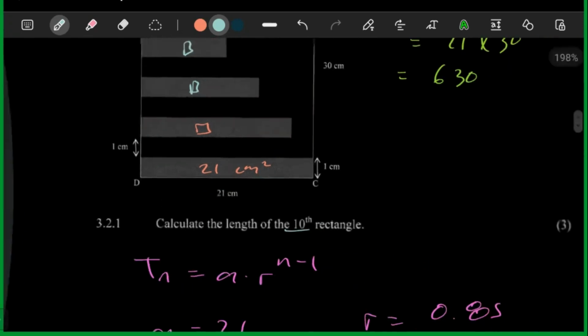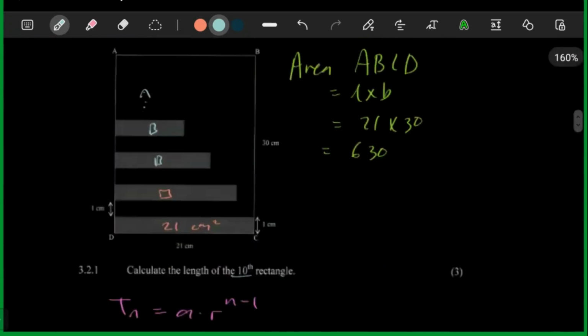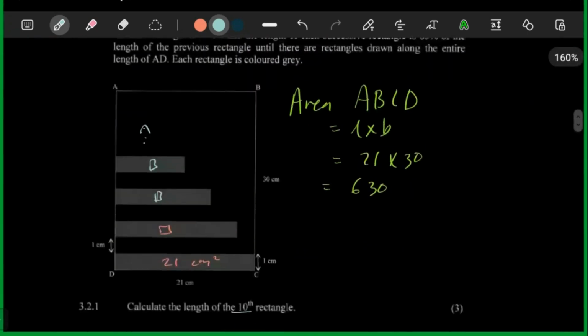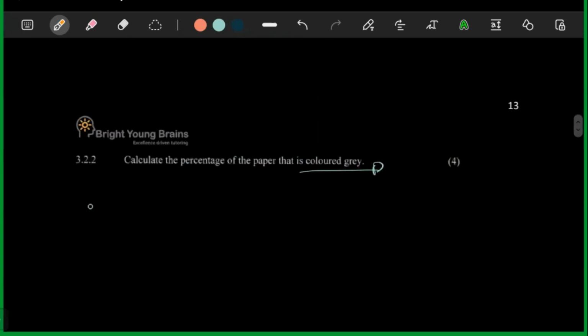So what we're going to need to do here is, if they're asking us what percentage of the paper is colored gray, all you need to do is add up all these areas of your rectangles, divide them by the total area, and then multiply by 100. It's just like a mark for an exam. You take what you got, divide by the total, you multiply by 100. So the sum of the areas is what we need to add up.